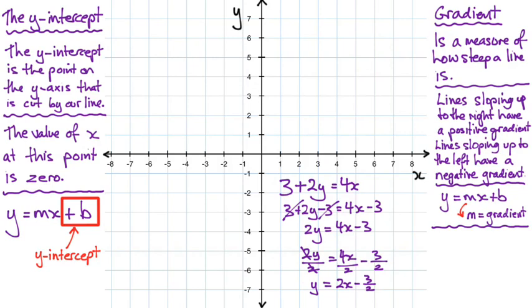So y equals 2x, and the reason is that 4x over 2 simplifies down to 2x, take 3 over 2. Now it is in the form y equals mx plus b. Y equals something x and a constant for our y-intercept. So in this case, m, the slope of the line, would be 2, and our y-intercept would be at negative 3 over 2.